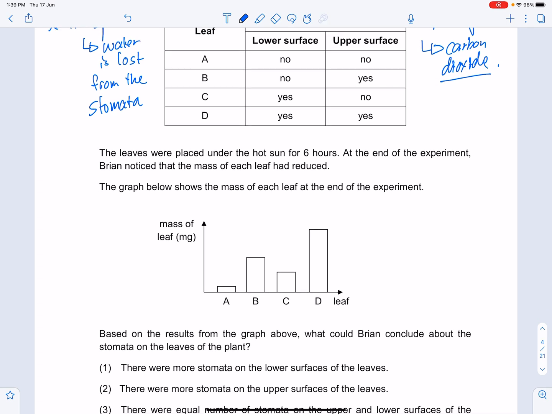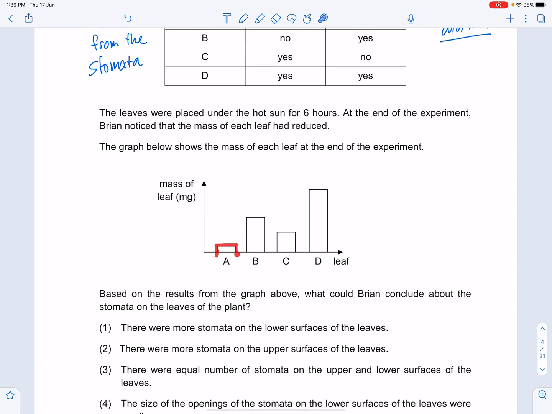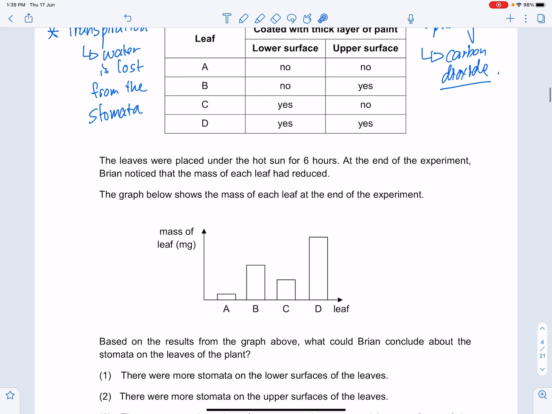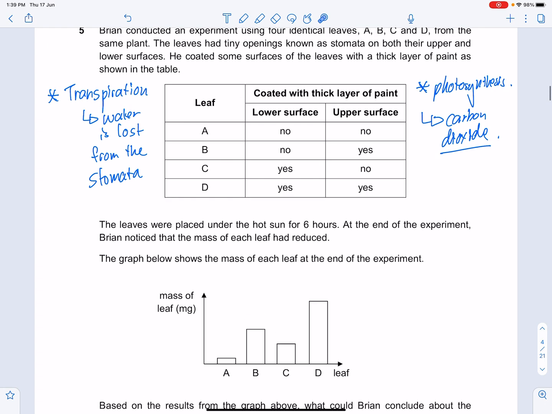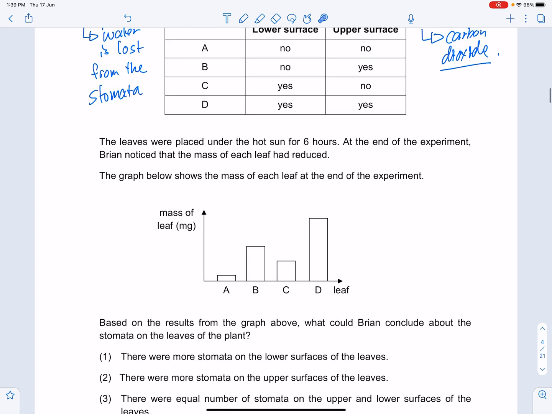When A has both upper and lower surfaces not coated with anything, the mass of the leaf is actually the least. So the keywords here are hot sun and mass. In this case, I am guessing that because it's unblocked, water is being lost at a very rapid rate. Because of that, it causes the mass of your A to drop rapidly.